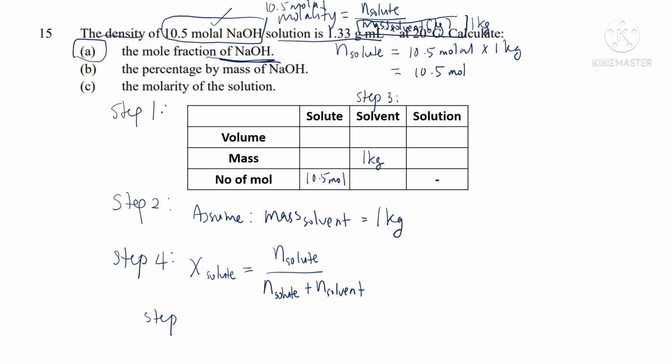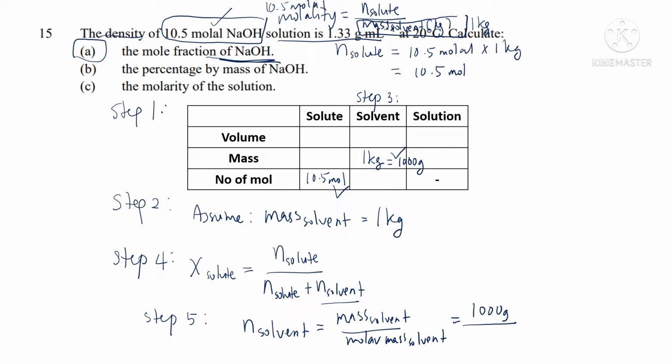And step number 5, we do some conversion. Moles of solute we already have, but we do not have the moles of solvent. So how do we find moles of solvent? We can use the formula mass divided by molar mass. Because we are using the formula mass of solvent divided by molar mass of solvent, the unit for mass of solvent must be in gram. So again, 1 kg is equal to 1000 gram. Therefore it is 1000 gram divided by the molar mass of the solvent, which here is water. The molar mass of water is 18 gram per mole, to give us moles of solvent as 55.56 mole.